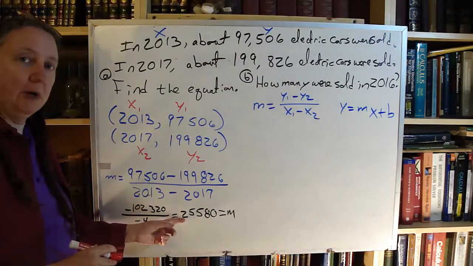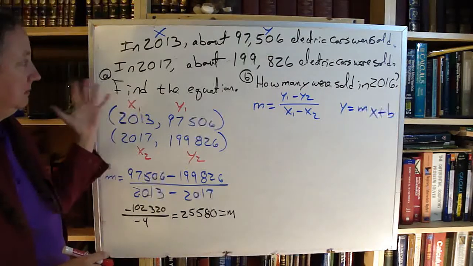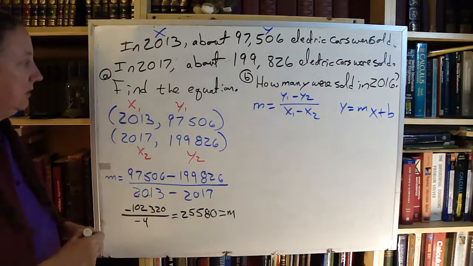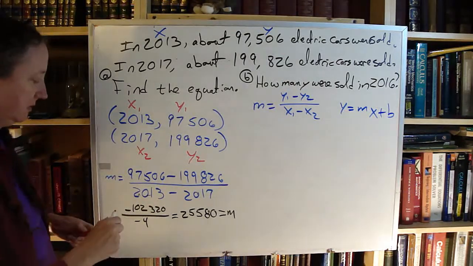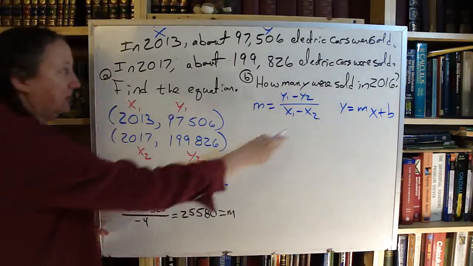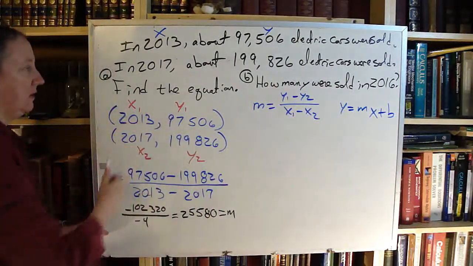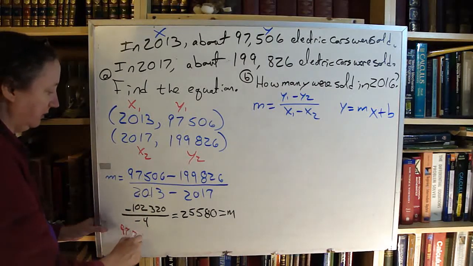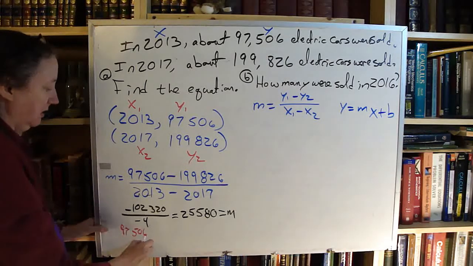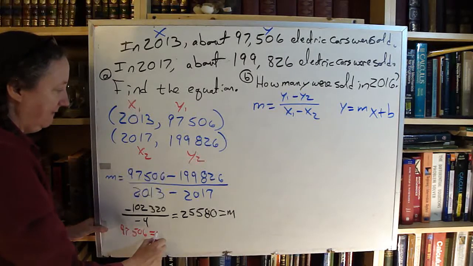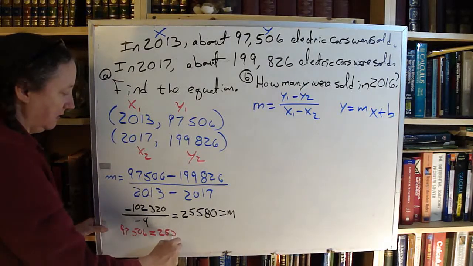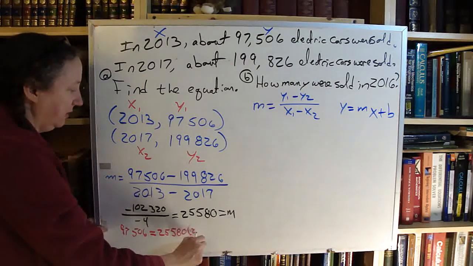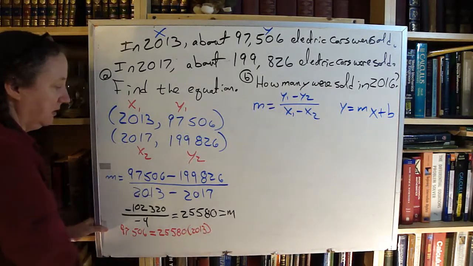All I found here is my slope. I have not yet found my equation. So I'm going to use my slope and one of the points, and I'm going to find my equation. So I have y equals mx plus b now. I'm going to use the first point. y, 97,506 equals m, 25,580 times x, 2013, plus b.